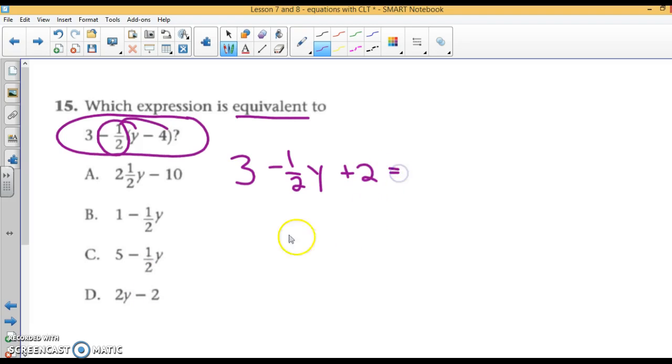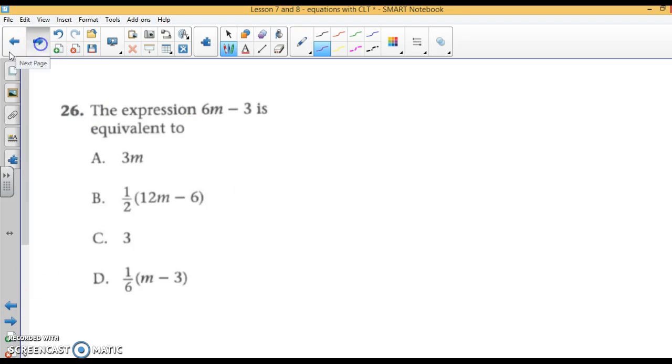Now, we can combine like terms. 3 plus 2 is 5. Bring down the minus 1/2 y because I don't have anything to add to that. And that is C. All right. Try this problem. Pause your video and do it.